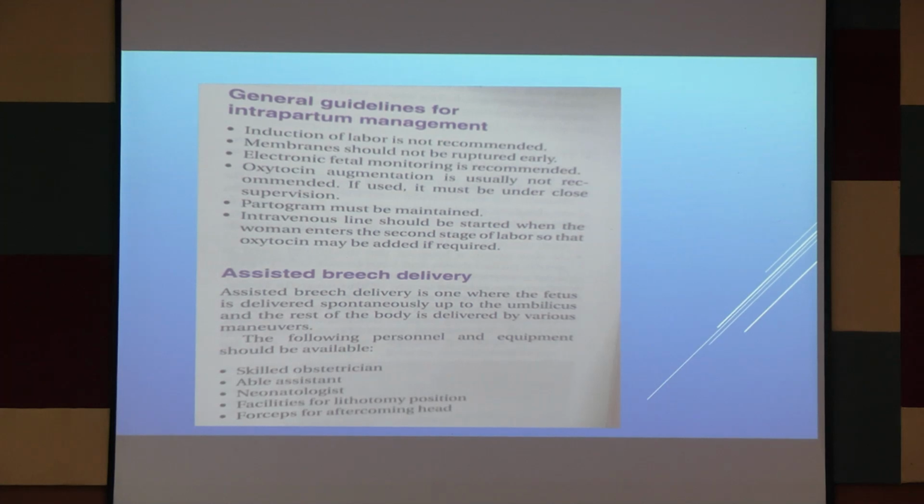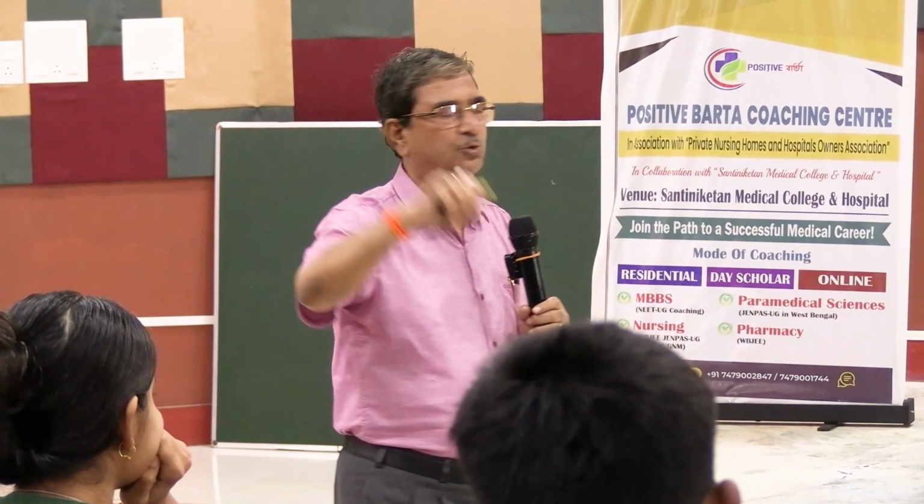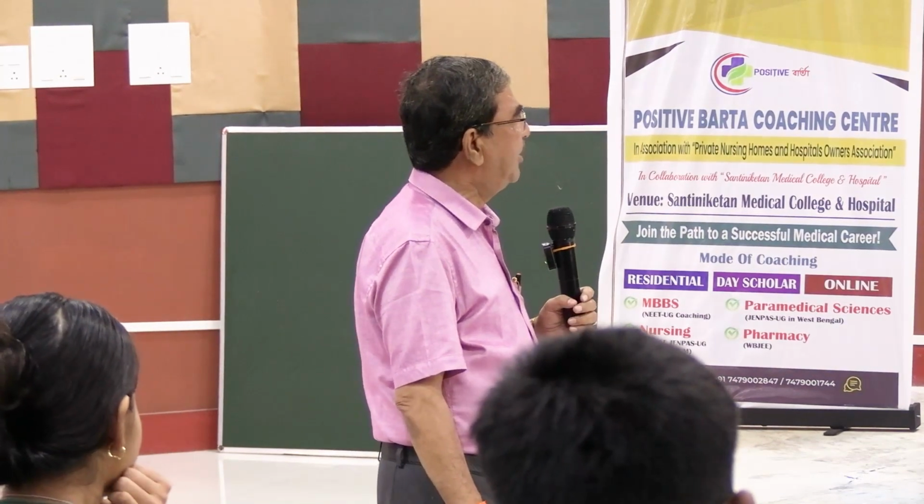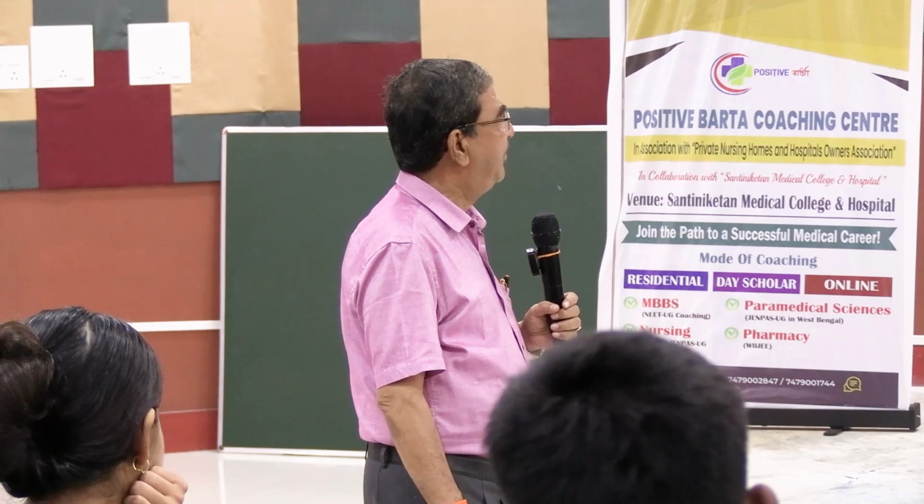Assisted breech delivery is one where the fetus is delivered spontaneously up to the umbilicus. The baby comes out by itself up to the umbilicus, then I assist, and the rest of the body is delivered by various maneuvers.